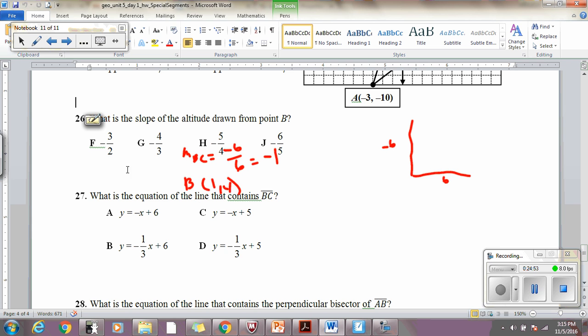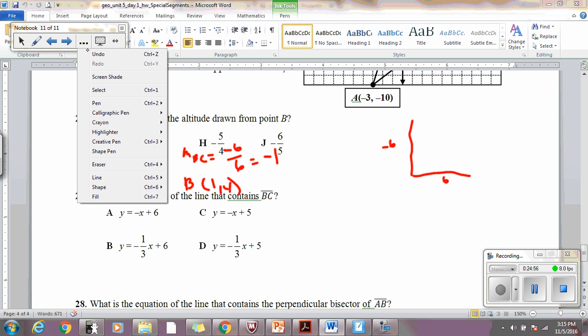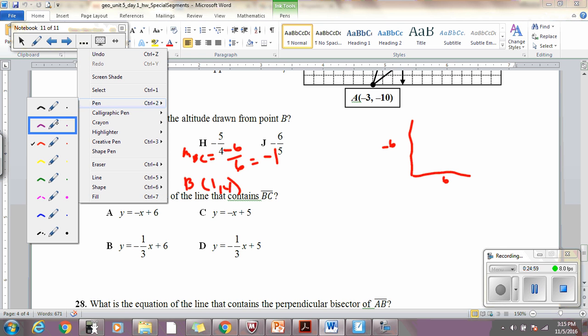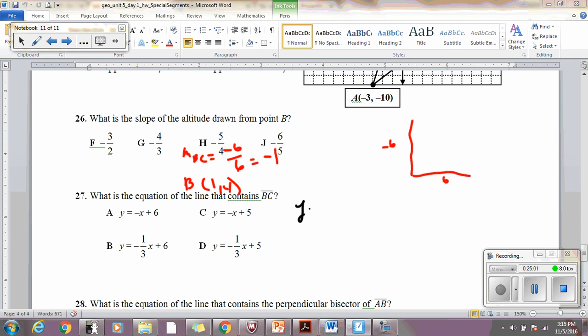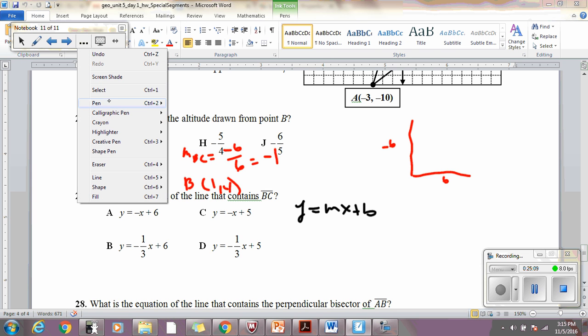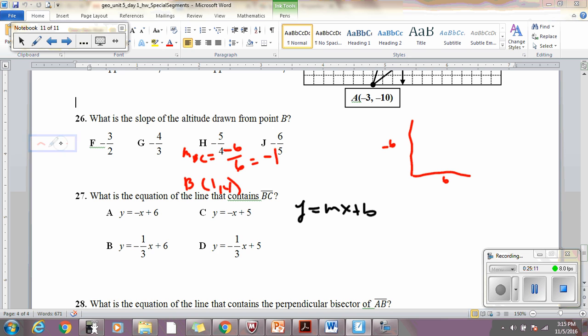So I have my slope, and I have a point. So I need to use y equals mx plus b. I'm going to replace y with B's 4. I could use C's, it doesn't matter. I'm going to replace m with -1 and x with +1, which comes from point B. So I can find b, which is the y-intercept.